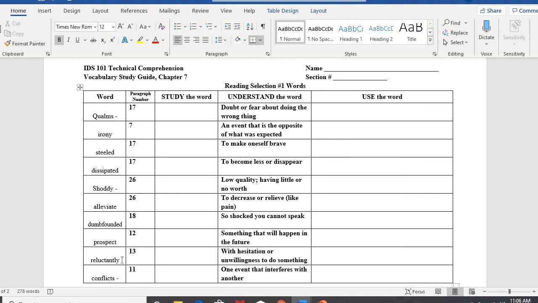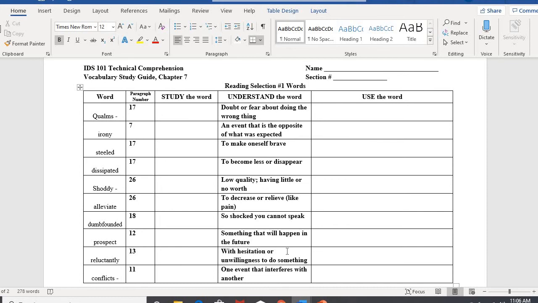All right, and then number 10, even though she was tired, Heather reluctantly agreed to work an extra shift at the restaurant to cover for her friend. If you are reluctant to do something, you don't really want to do it. You're kind of unwilling to do it, but you do it anyway. You have some hesitation while doing it.